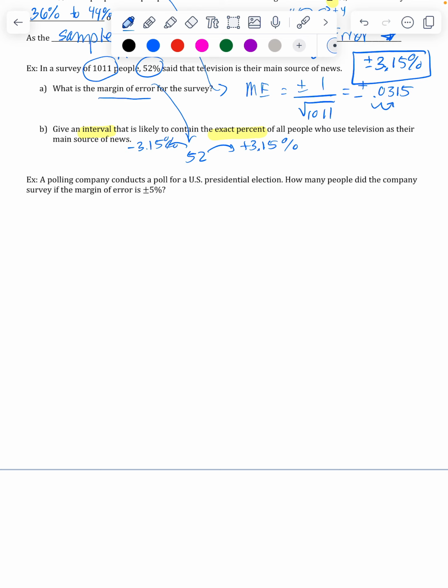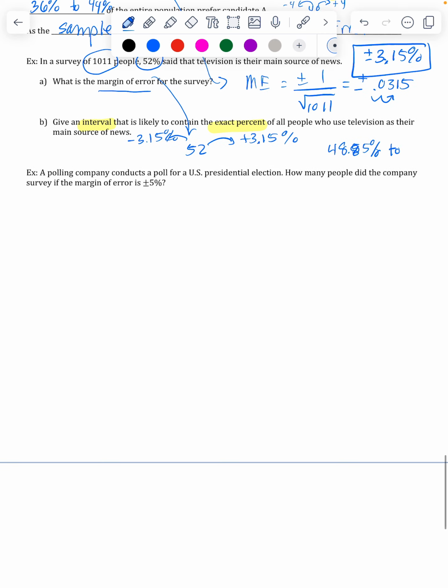So the actual interval, if you subtract and then add, would be like 48.85% on the low end, and then when you add the 3.15 to the other end, you're going to be at 55.15%. So this is like the low end, and this would be the high end of your interval. So you're saying it's probably somewhere in between here. Is it perfectly 52 like they said?